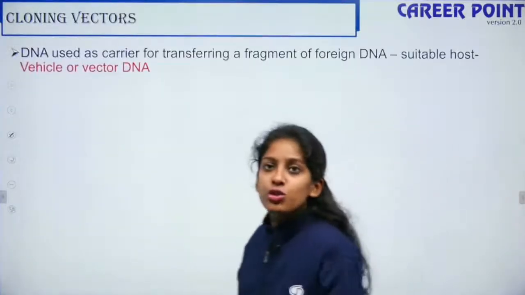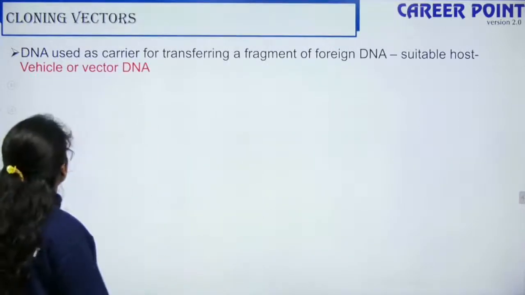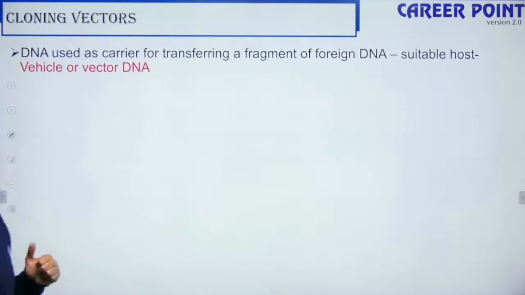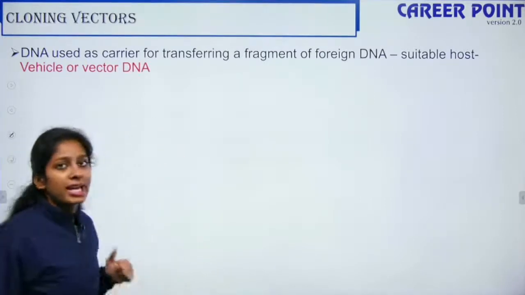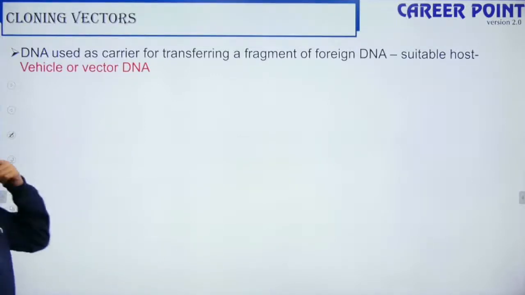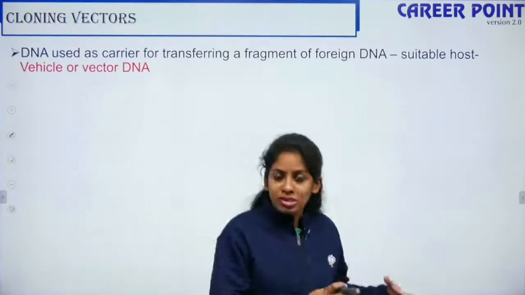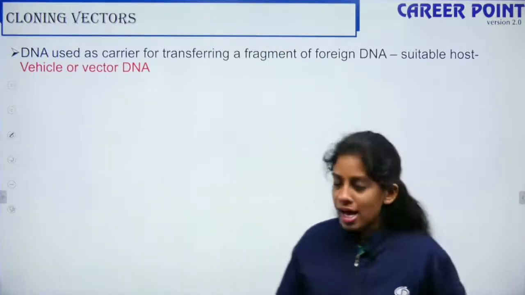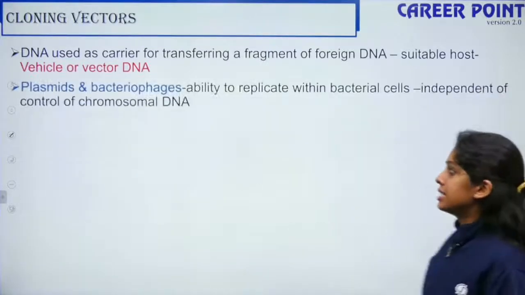So what are the features of a cloning vector, or how do I define a cloning vector? Number one, DNA is used as a carrier for transferring a fragment of foreign DNA into a suitable host through a vehicle or a vector DNA. The one which carries the DNA into a host is a vector or a plasmid. So we call it a vehicle or a vector DNA.